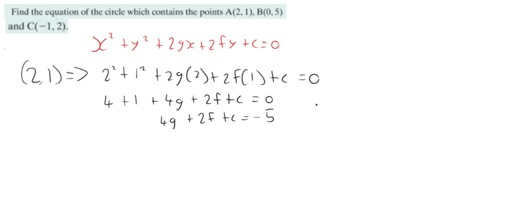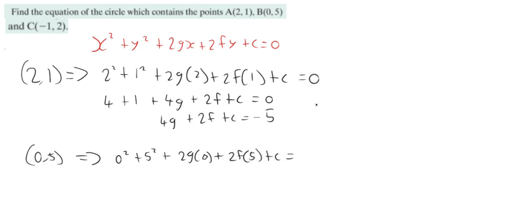Then I'm going to sub in (0, 5). 0² + 5² + 2g times 0, which ends up being 0 here, + 2f times 5 + c = 0. So 25 + 10f + c = 0, so 10f + c = -25.